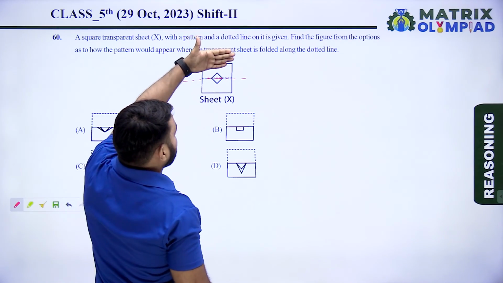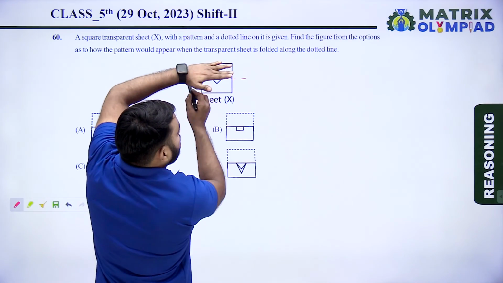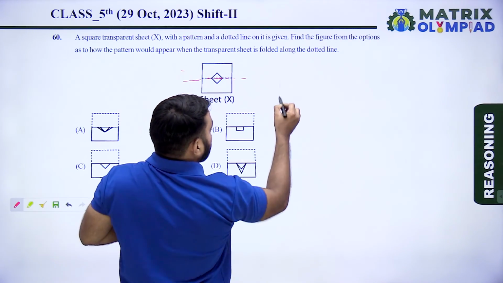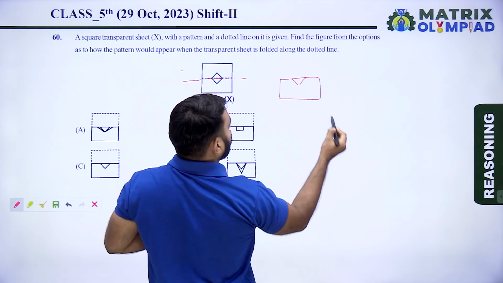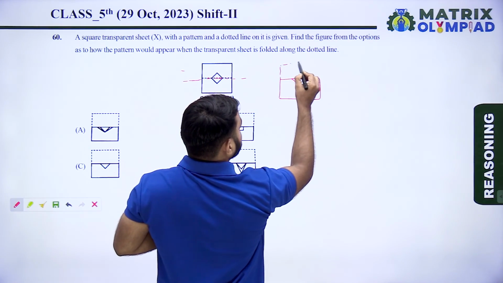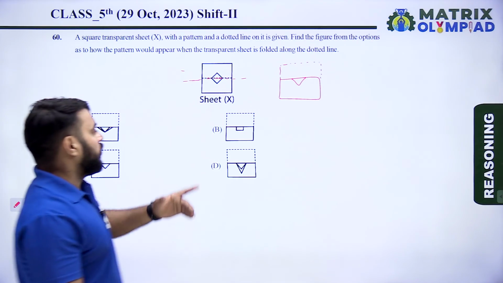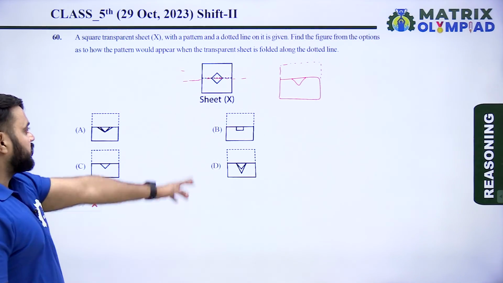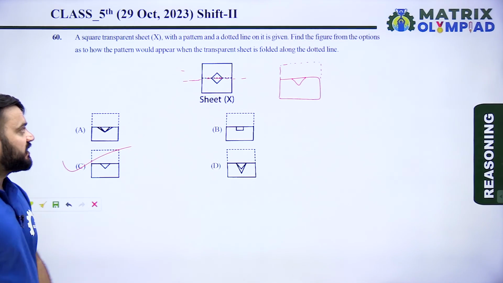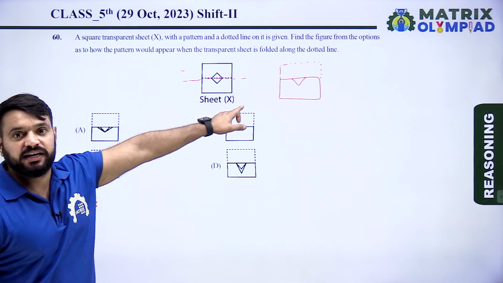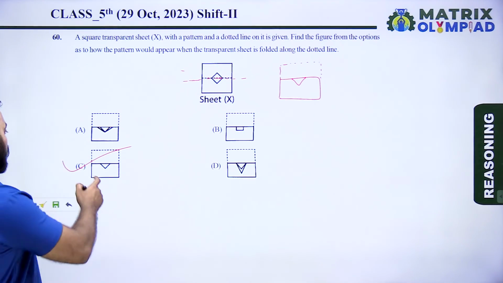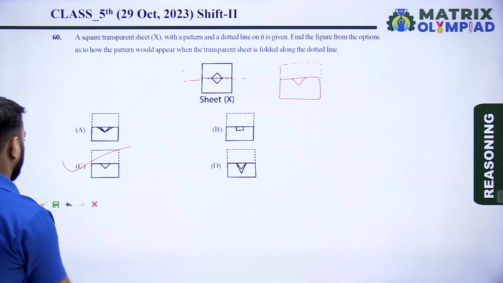When the given figure is folded along the dotted line, the figure looks as follows. So it means option C. So option C is the correct folded figure of the given figure X. So here option C is the correct answer of this question.